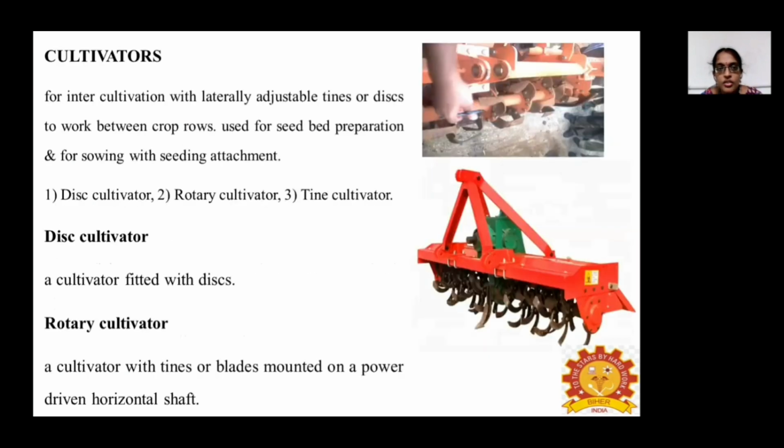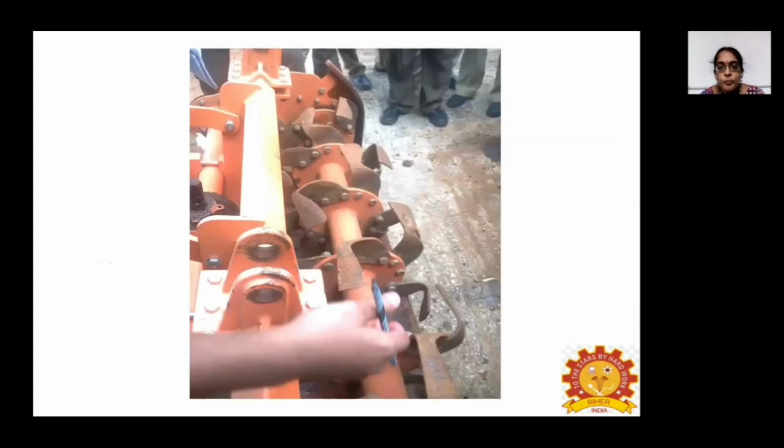And the wooden handle is attached to the handle support, the end of which is attached to the frame. The next one is the cultivator, which consists of tines or discs used between the crop rows, mainly for seedbed preparation. A disc cultivator is a cultivator fitted with discs, and a rotary cultivator is a cultivator fitted with tines or blades mounted on a rotating shaft. So this is the tines, attached to the rotating shaft.